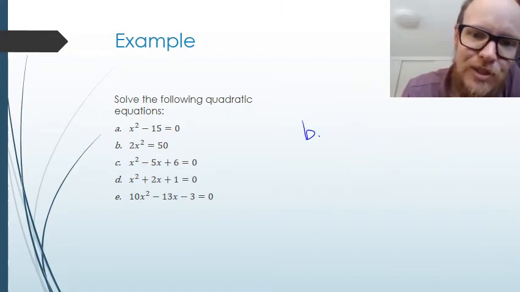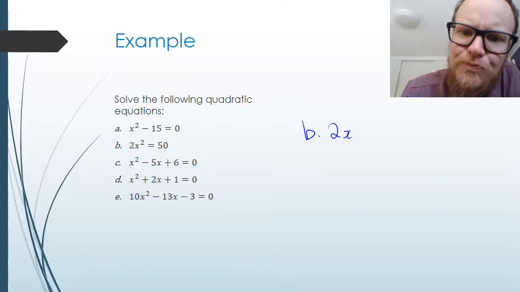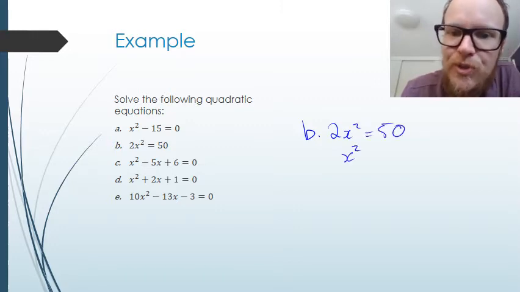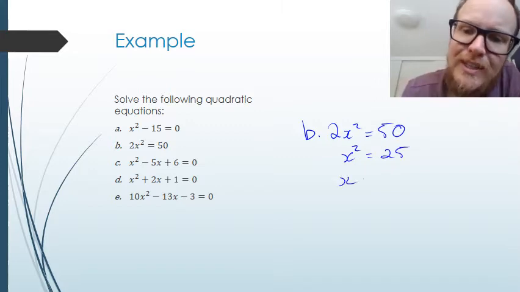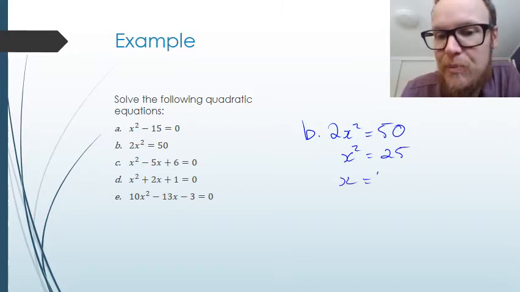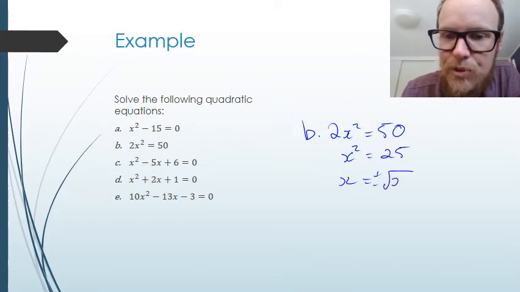But let's use that simple way to solve this next one. I've got 2x squared equals 50. Divide both sides by 2 and I get x squared equals 25. Take the square root of both sides and I get x equals plus or minus, mind you, square root of 25.